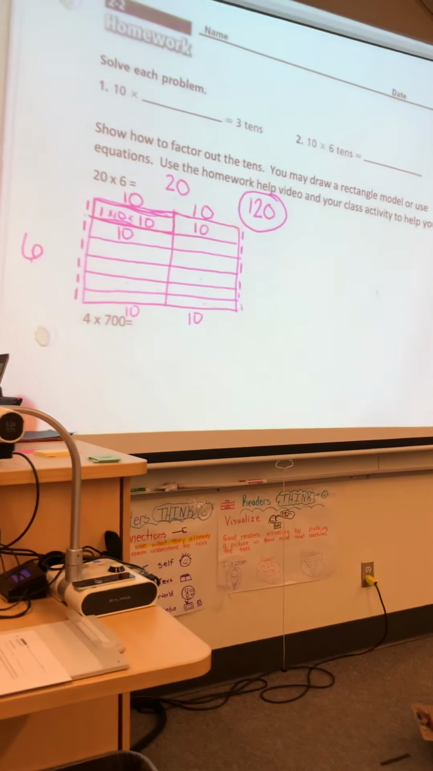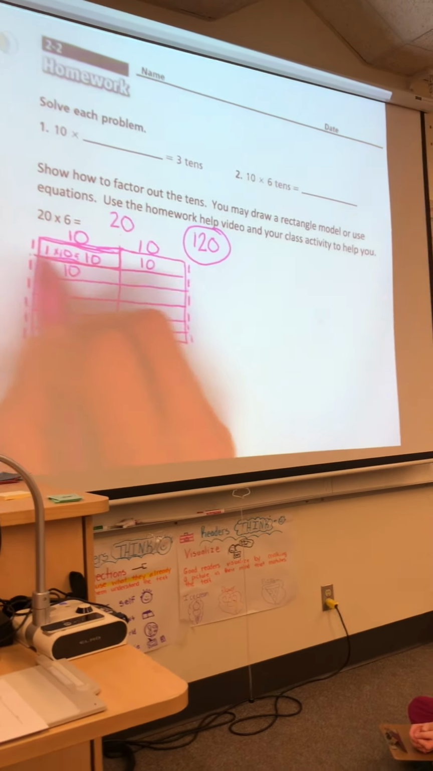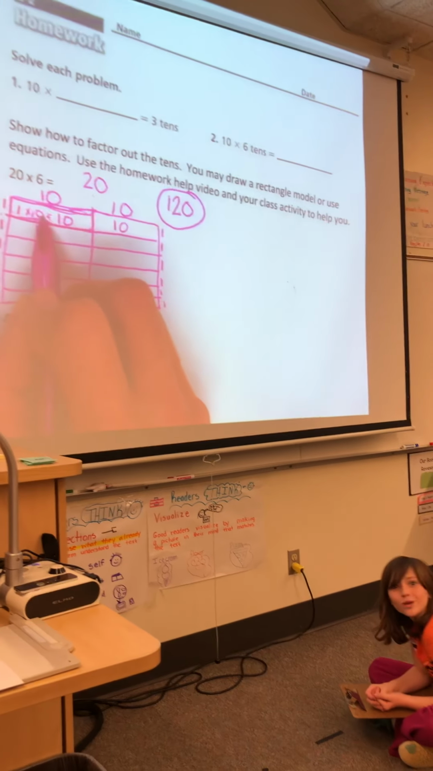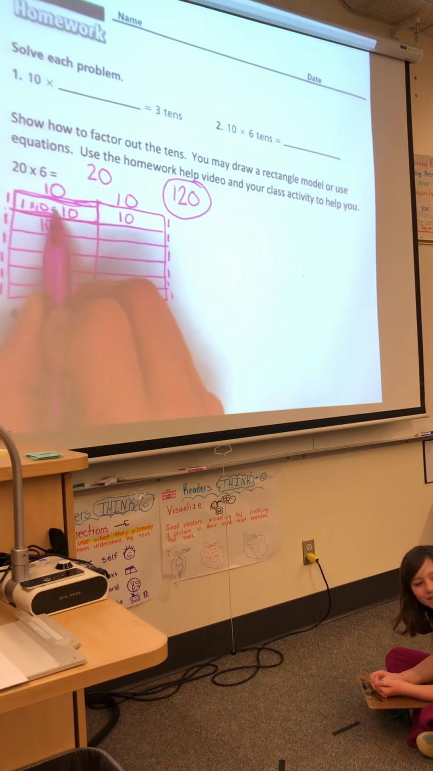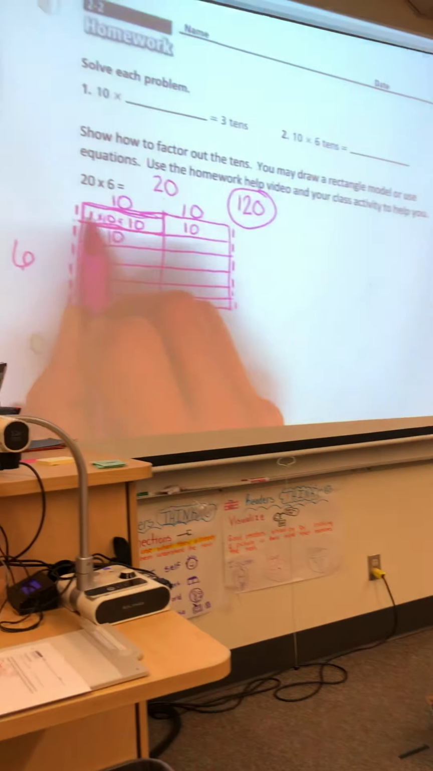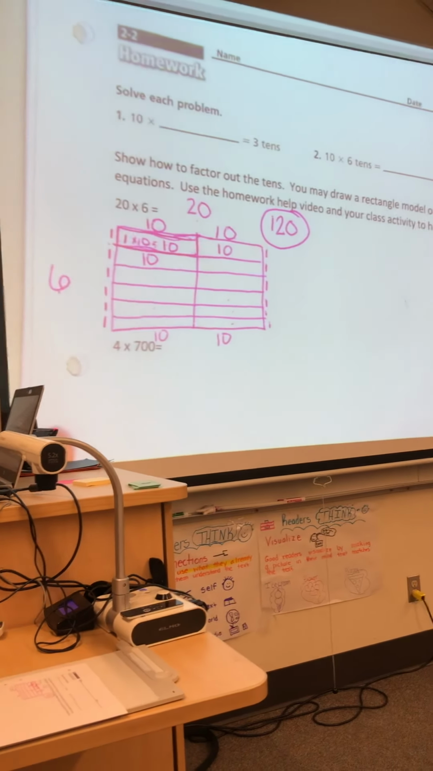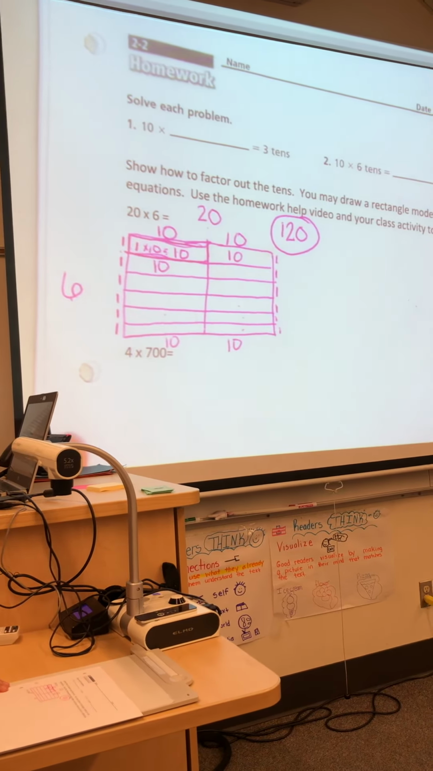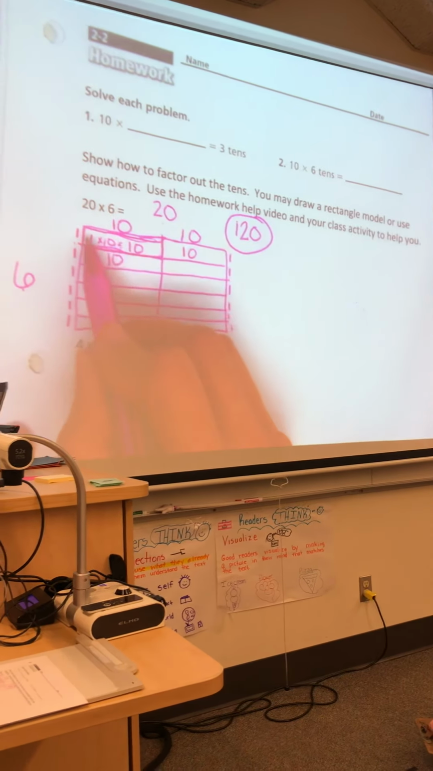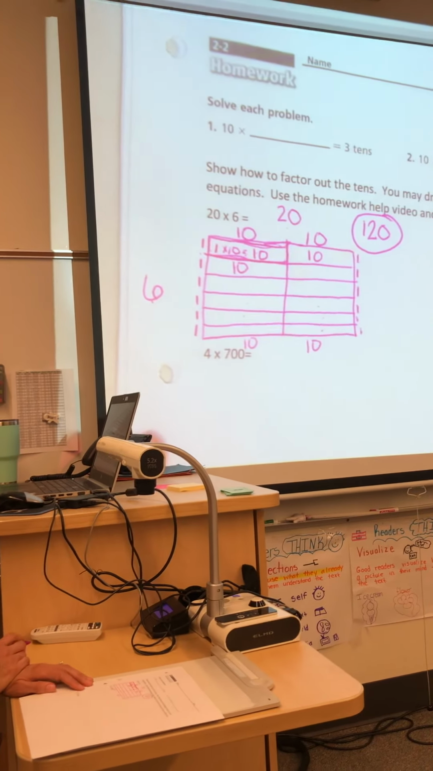My caution to you is to make sure that you check that first little rectangle and find the area. It's not always 1 times 10. Sometimes it might be 10 times 10. Maybe it'll even be 100 times 1. So make sure you always check what's the area of that first rectangle.